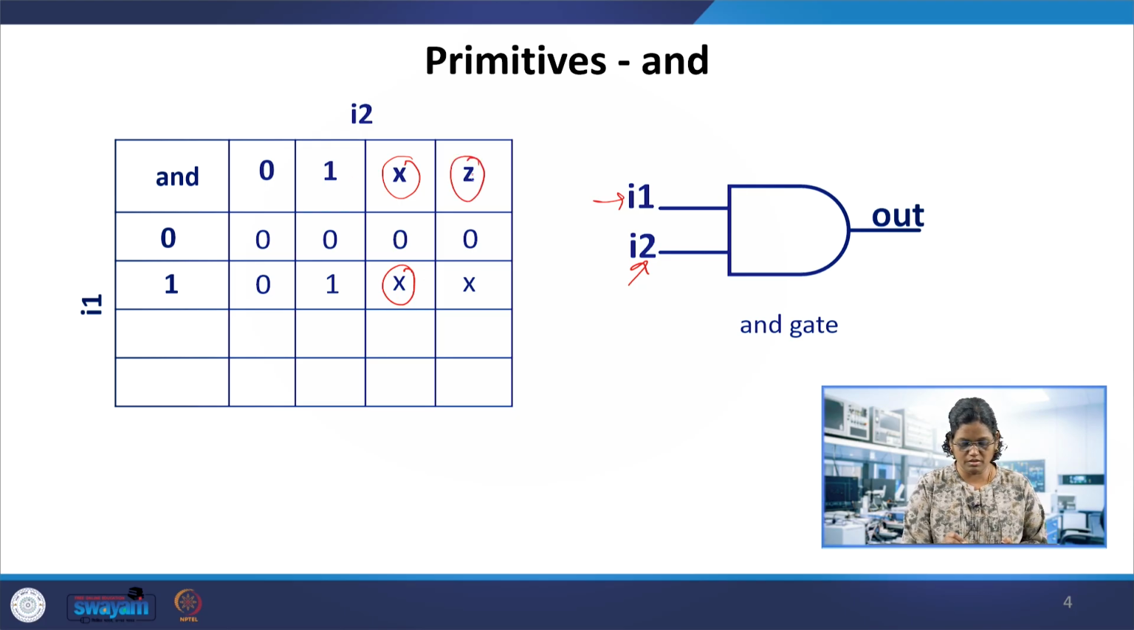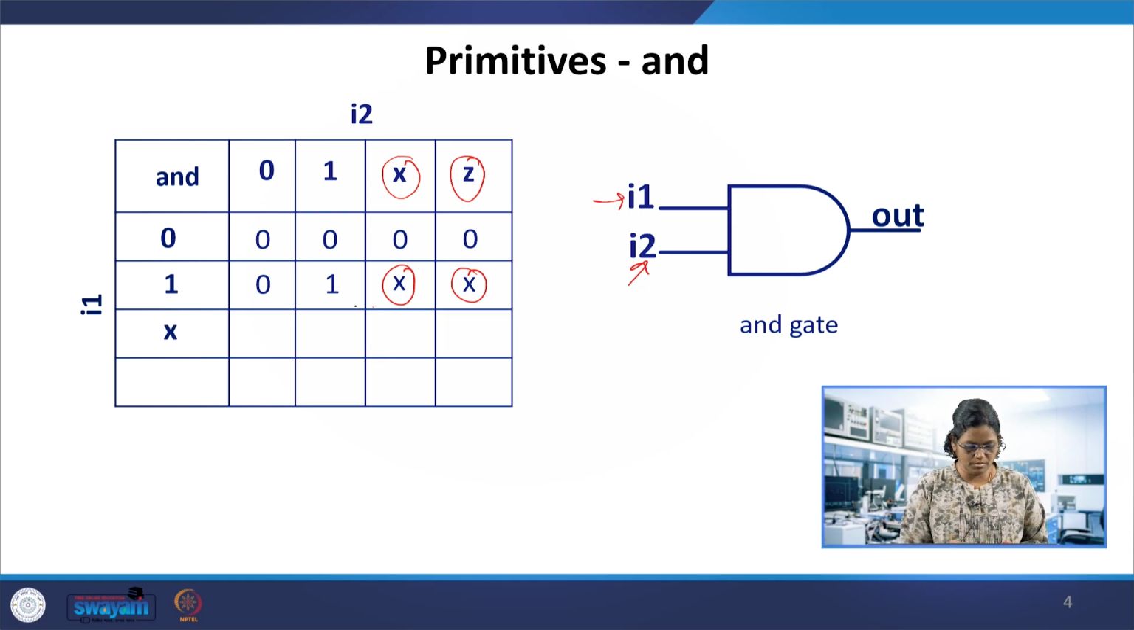If I2 is Z and I1 is 1, again the high impedance state is an open circuit, so this is unknown. The output takes the value unknown; it can be either 0 or 1. Considering I1 is 1 and I2 is in the high impedance state, which is an open circuit, the output is unknown here. It doesn't drive into the high impedance state. That should be kept in mind.